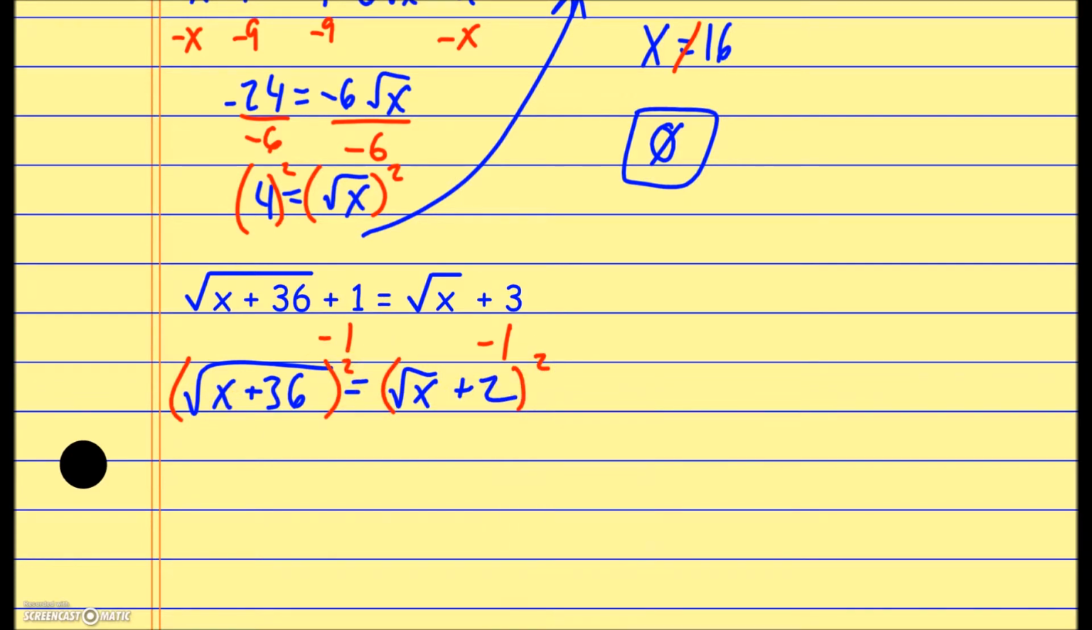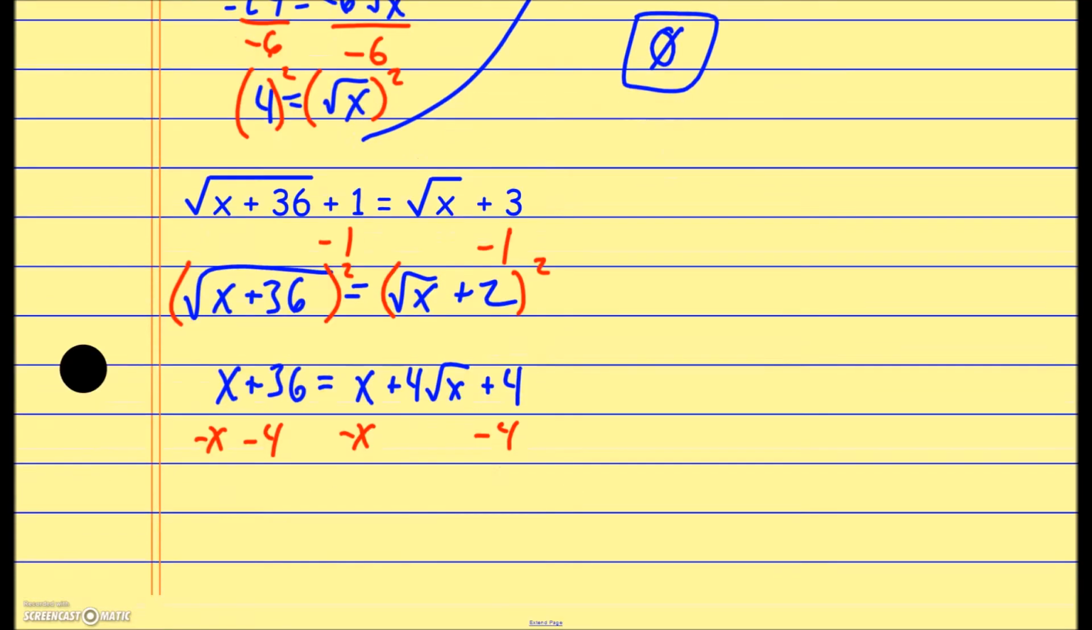When I do that, over here I'm left with an x plus 36. Over here, take it off to the side, multiply it out, so I have to square that binomial. And when I do, I'm going to get x plus 4 root x plus 4. And now I have to isolate the radical that's left, so I'm going to subtract the x and the 4 from each side. And it looks like this is going to work out similarly to the other one. This is going to give me 32 equals 4 root x.